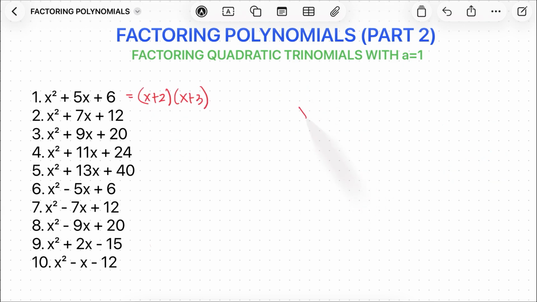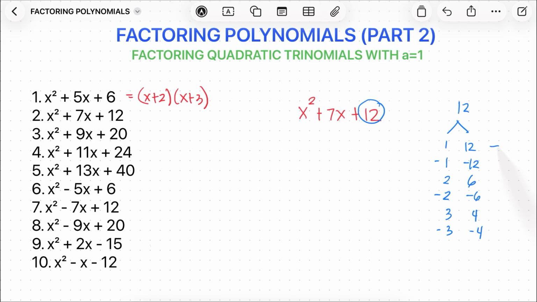Number 2, we have x squared plus 7x plus 12. So factors of 12 are 1 times 12, negative 1 times negative 12, 2 times 6, negative 2 times negative 6, 3 times 4, negative 3 times negative 4. So if we add, this will be 13, this will be negative 13, this will be 8, this will be negative 8, this will be 7, and this one will be negative 7.